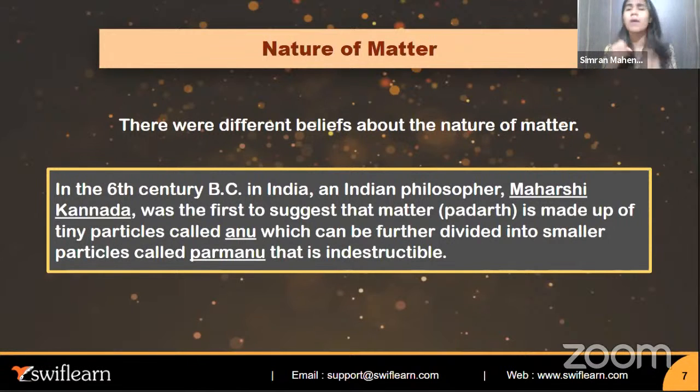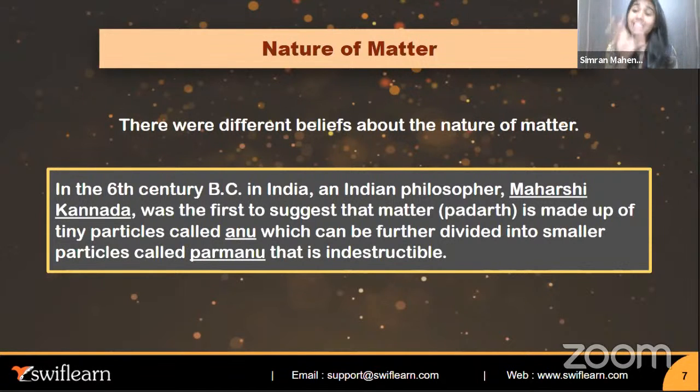So many scientists came up with theories on what matter is made up of. Long ago, about the 6th century BC, an Indian philosopher called Maharshi Kanad was one of the first people to suggest that matter is made up of tiny particles. Matter was called padarth, and these tiny particles which made up matter were called anu. So padarth was made up of many tiny anus.